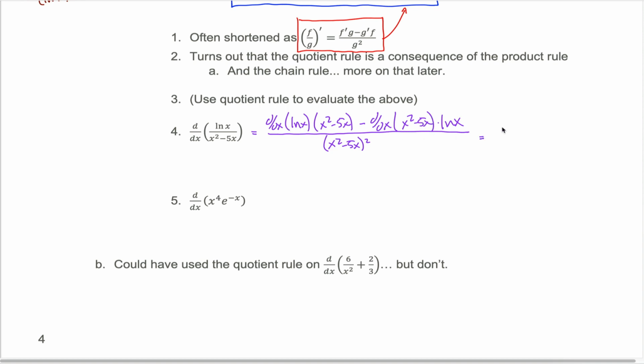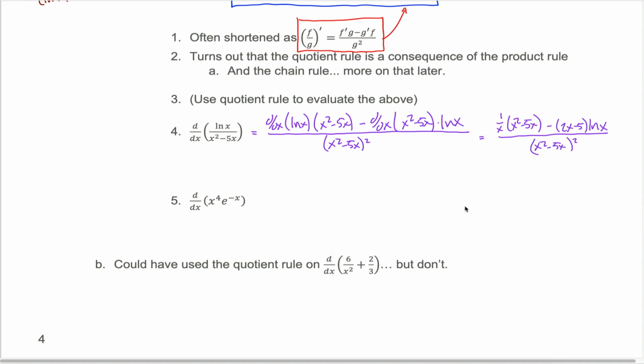The derivative of the natural log of x is just 1 over x. So I got 1 over x times x squared minus 5x. From that I want to subtract the derivative of x squared minus 5x, which is 2x minus 5. Hopefully that's a one-step process for you at this point in the class, times the natural log of x. I'll divide that entire thing by x squared minus 5x, squared.